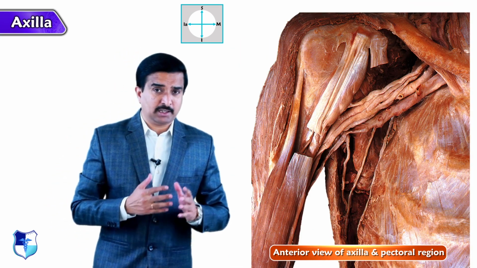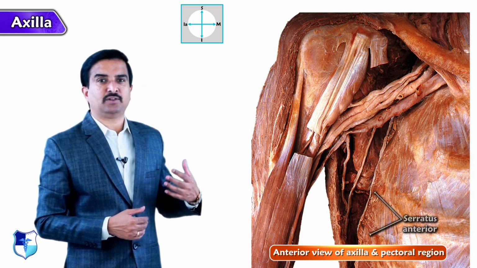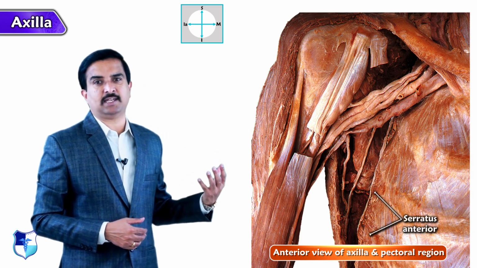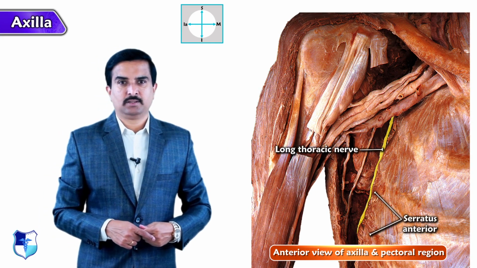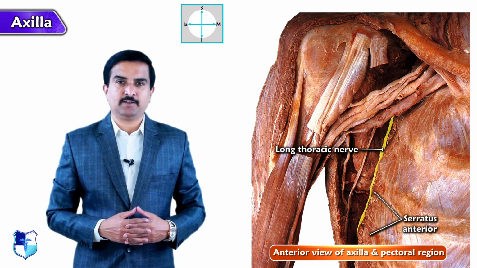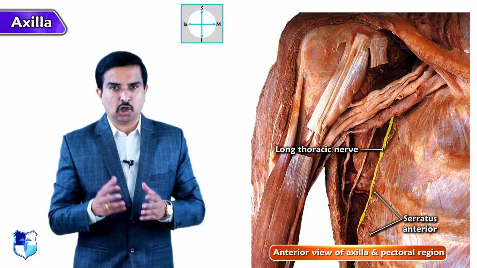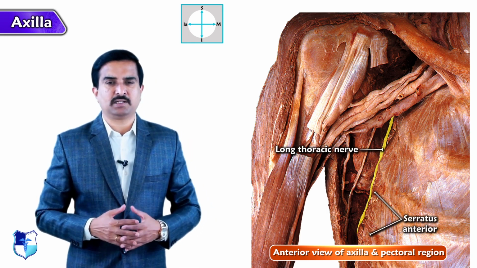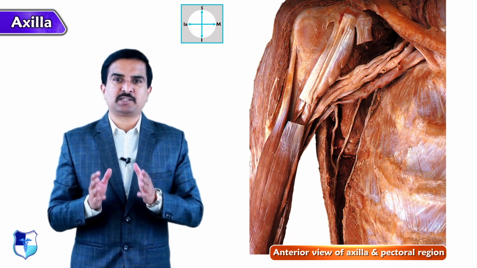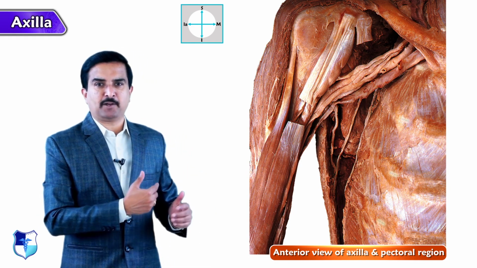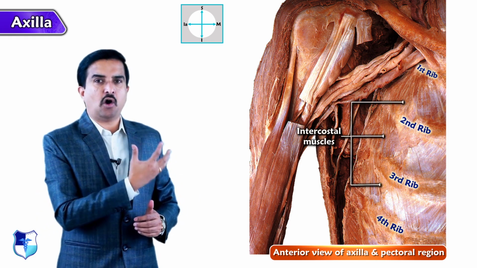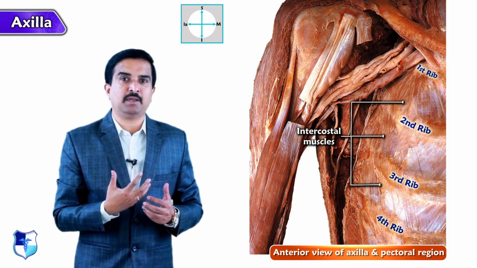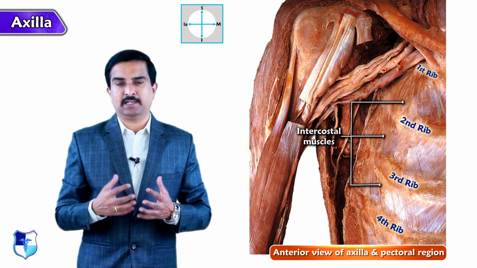Another important muscle is the serratus anterior, which is partially seen along with its nerve, the long thoracic nerve. Remember that the long thoracic nerve is also known as the nerve of Bell. The long thoracic nerve supplies the serratus anterior muscle. In this specimen, we can also appreciate the upper four ribs along with their intercostal muscles. So all the structures which are present in this image, we have understood really well.